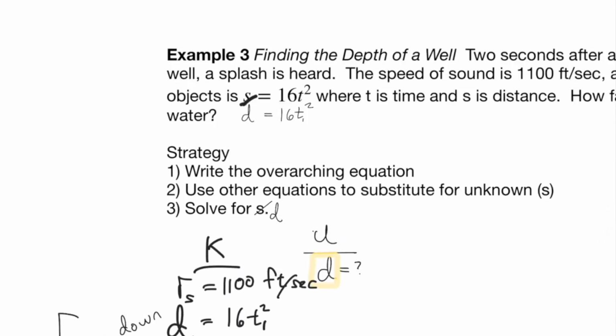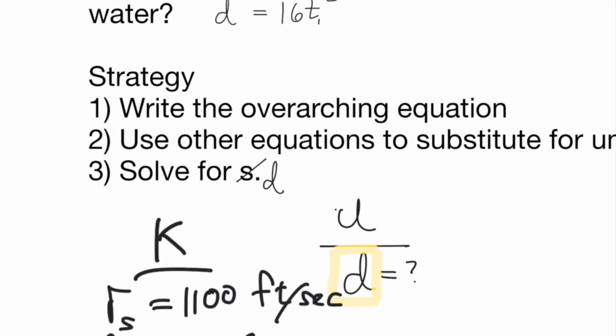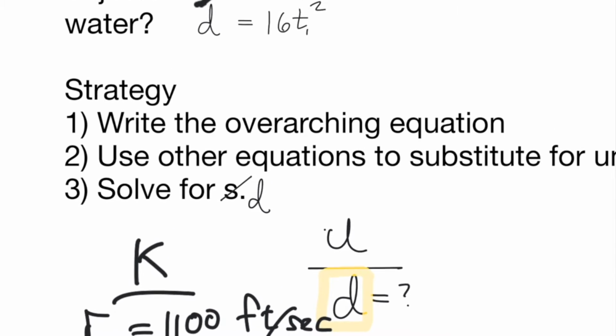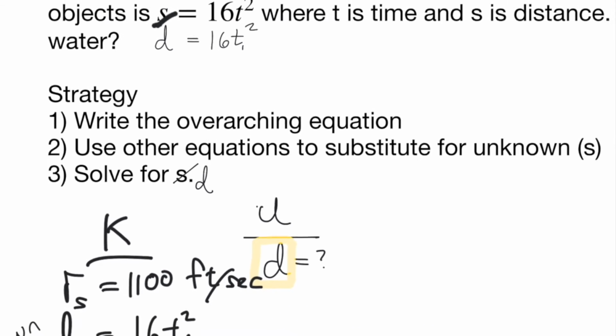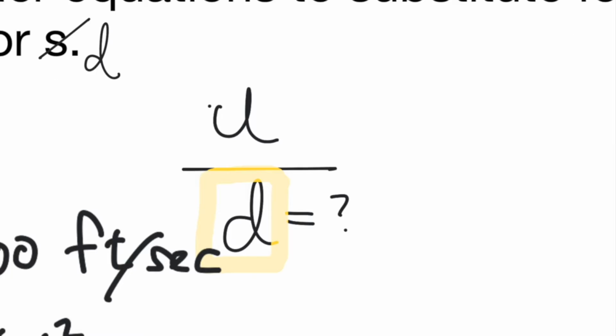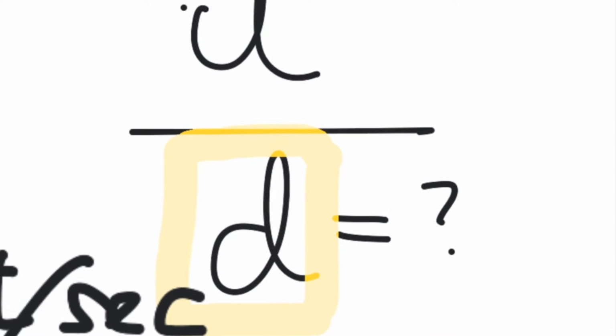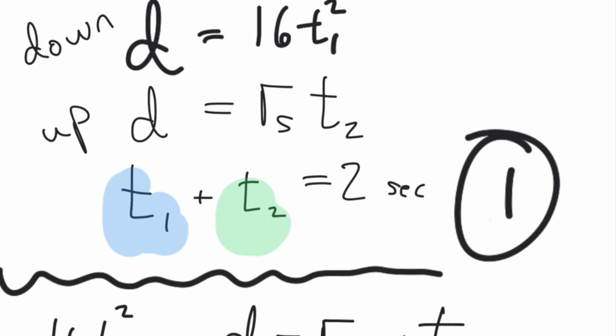So now that we understand the problem just a little bit, here's the strategy. We're going to write the overarching equation, and we're going to use other equations to substitute for the unknown. What don't we know? What we really want to know at the end of the day is the distance. The first part of the strategy is here. We want to write the overarching equation, which is t1 plus t2 is equal to 2 seconds. That's what we know. That's the overall story told right here.